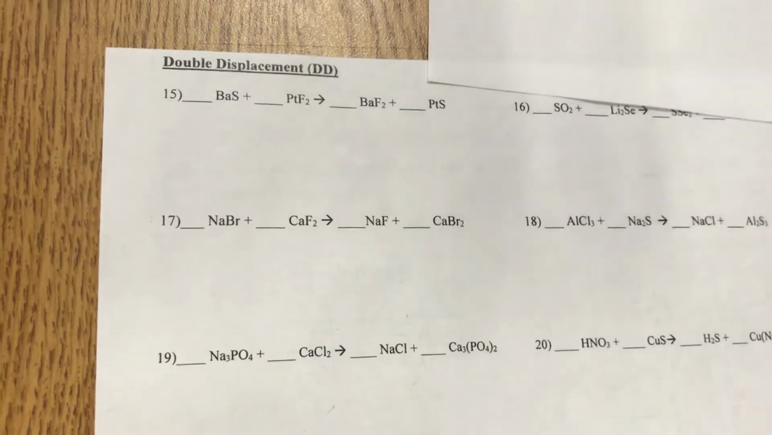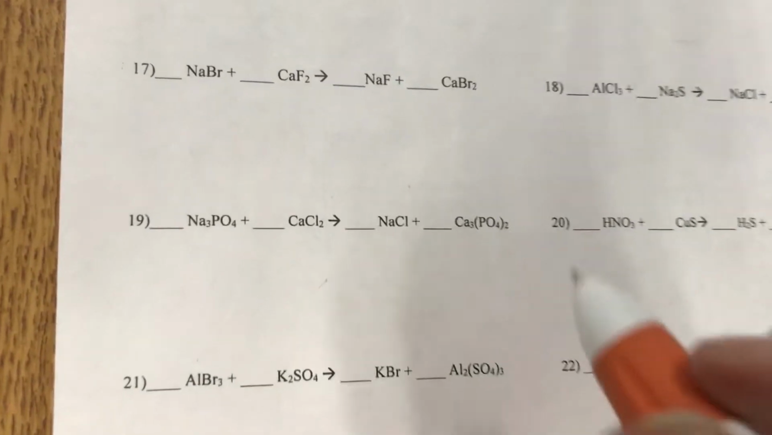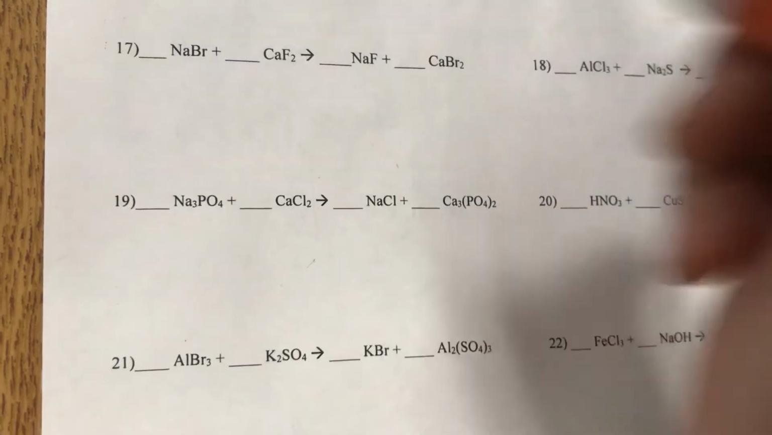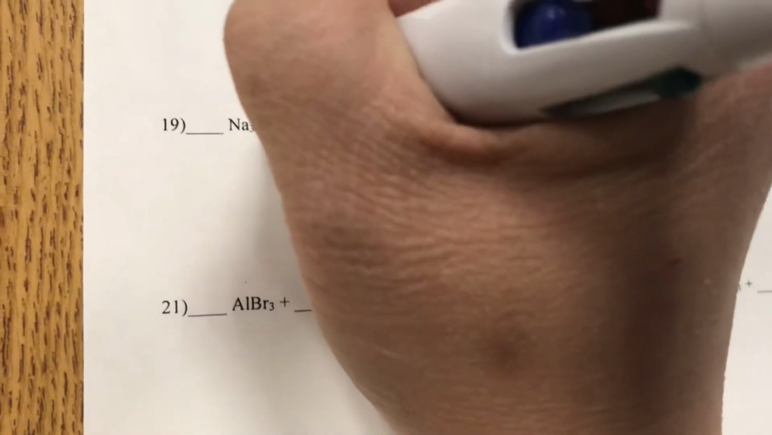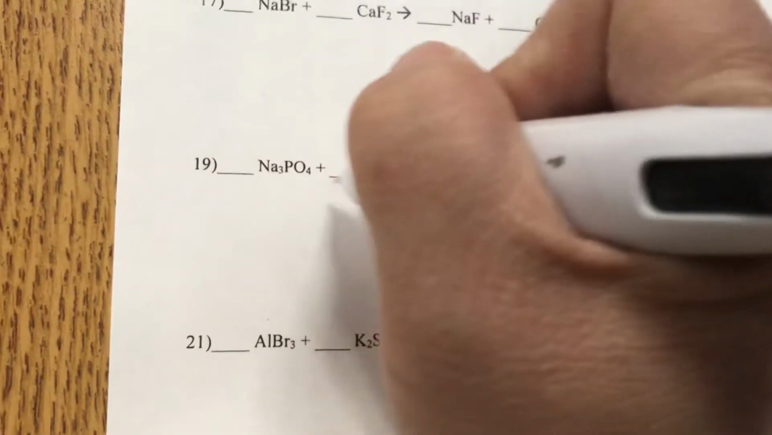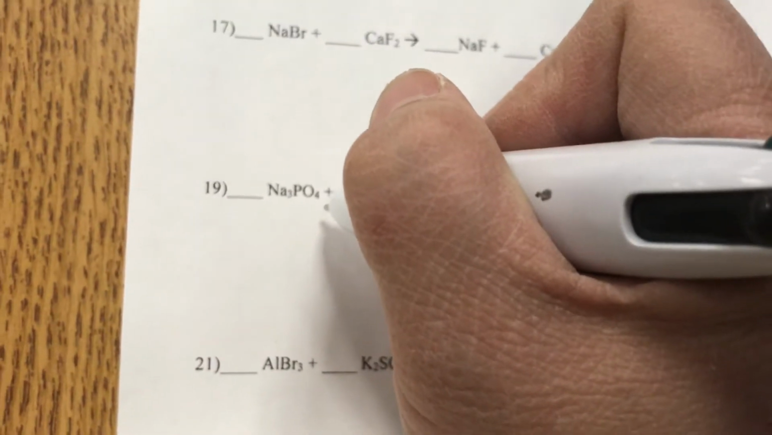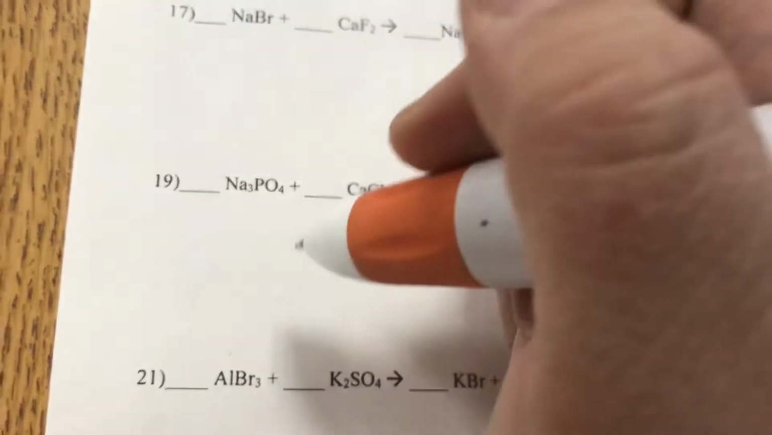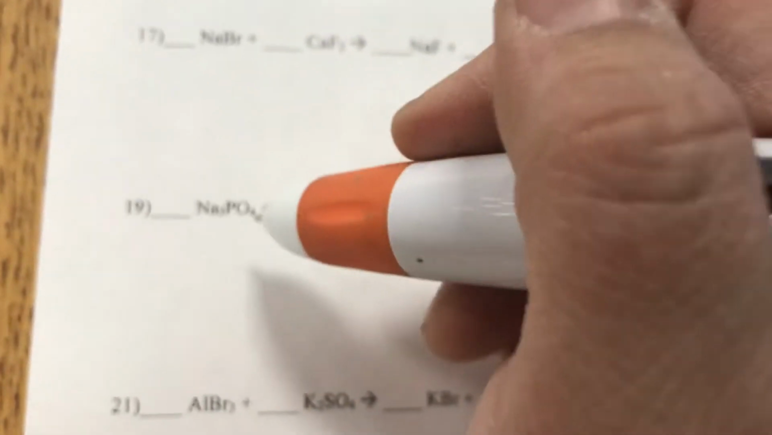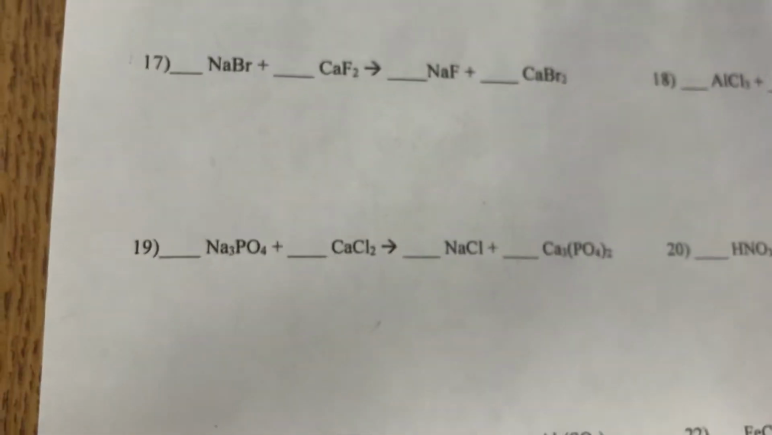Now I'm going to go to the back page. I'm going to do a couple of the questions, the double displacement with the poly. So let's say I'm doing number 19. So number 19, I don't have poly. The poly is the PO4. Now again, the poly, you need to get it from the blue sheet, the polyatomic, you want to keep it, but you should be able to recognize that PO4 is a poly because you have multiple elements.